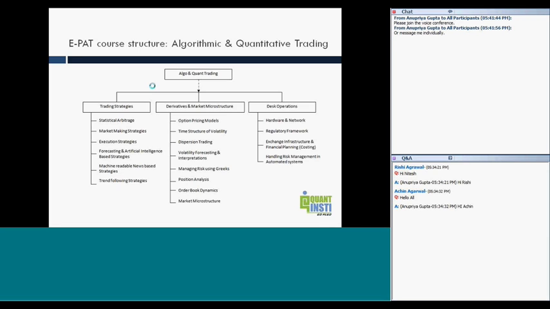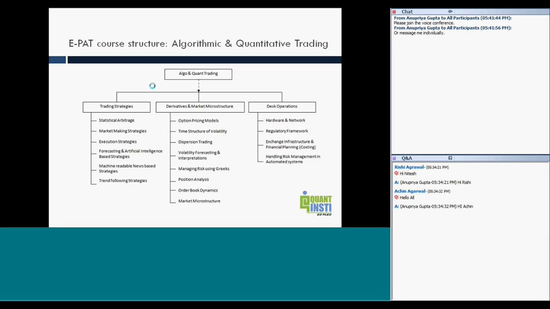Then forecasting and artificial intelligence based strategies. In these kinds of strategies, you try to predict a small range for a very short term, say a range of 0.1 to 0.2% for trading in the next 20 seconds or next 50 seconds. And then machine readable news based strategies, of which we show a glimpse, because now a lot of funds trade based on news, whatever news flow is there.